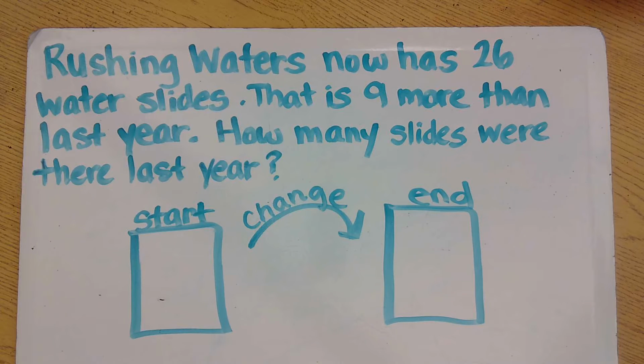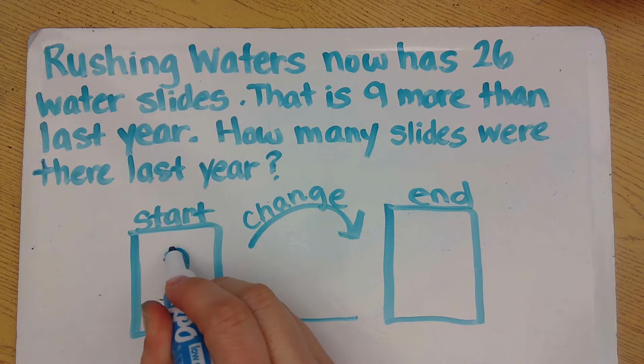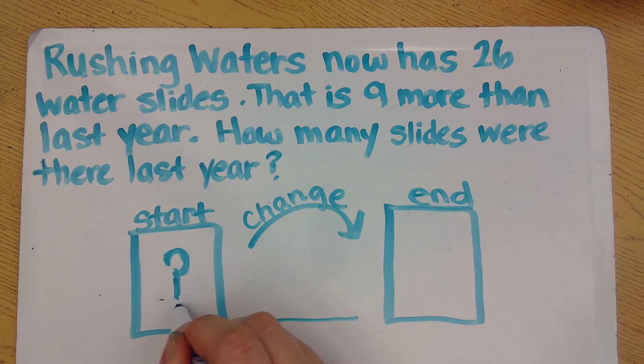Hopefully you have had a chance to read problem number 1 on page 140, and you have had a chance to use one of the diagrams. If you chose to use the start, change, end diagram, this is what you should have done with the problem. So last year, there was some number, so that was the start of it, right? There was some number of water slides at Rushing Waters, so that's the start number.